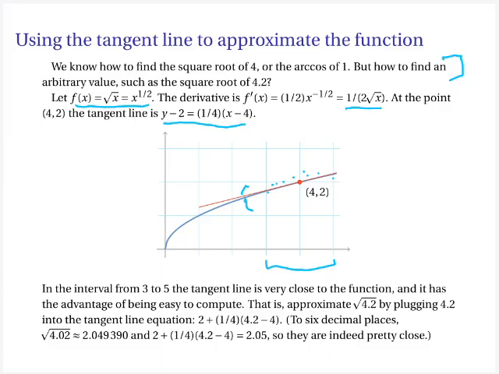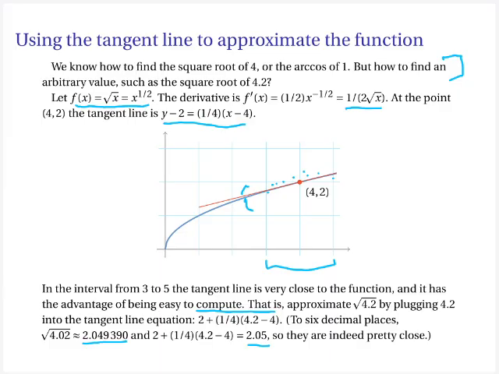So the tangent line is a very, very good approximation for the function, and it has the advantage that it's easy to compute. If you don't know how to take the square root of 4.2, you sure can plug 4.2 into the tangent line equation. So that's exactly what I did. I plugged 4.2 into the tangent line equation, and I got out a perfectly good value, 2.05. It turns out that 2.05 is an awfully good approximation of 2.049390 and so on, the square root of 4.2.